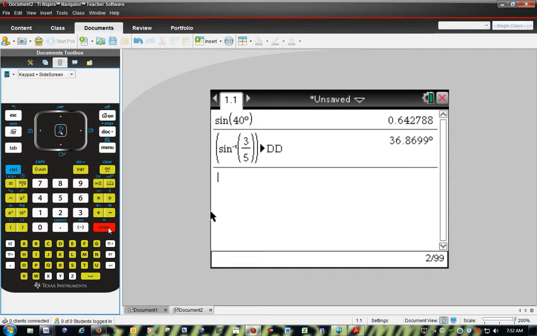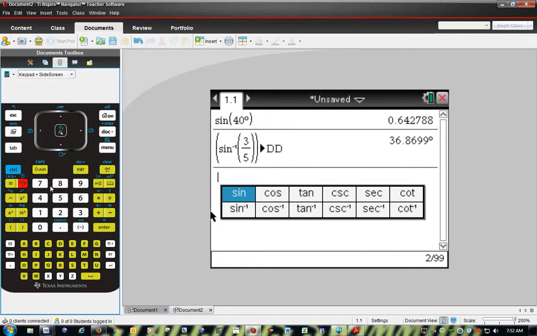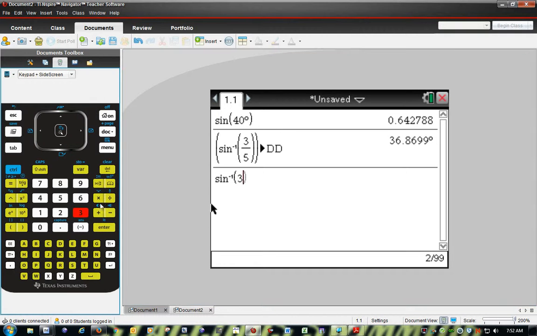And we get 36.87. Now, if we just said, I want the inverse sine of 3/5, and you get something that looks like this, your answer, that's in radians. So that's a different way of measuring things.